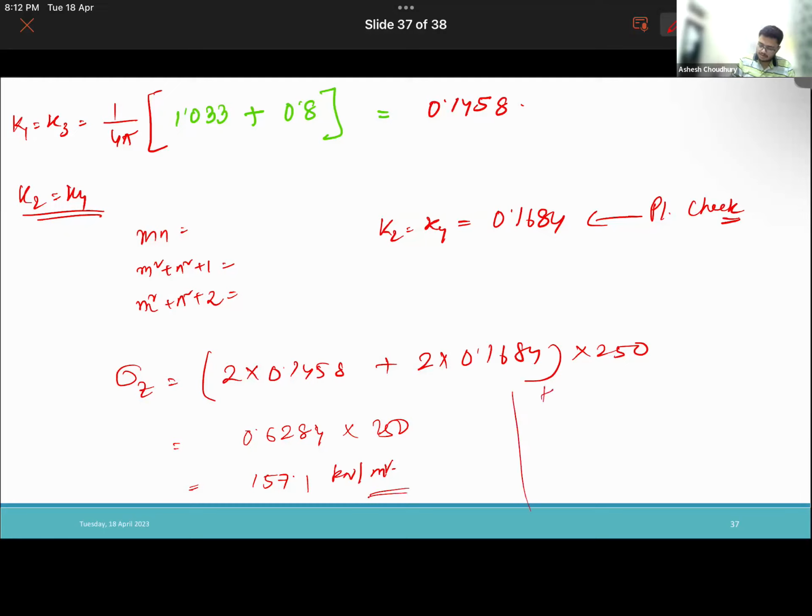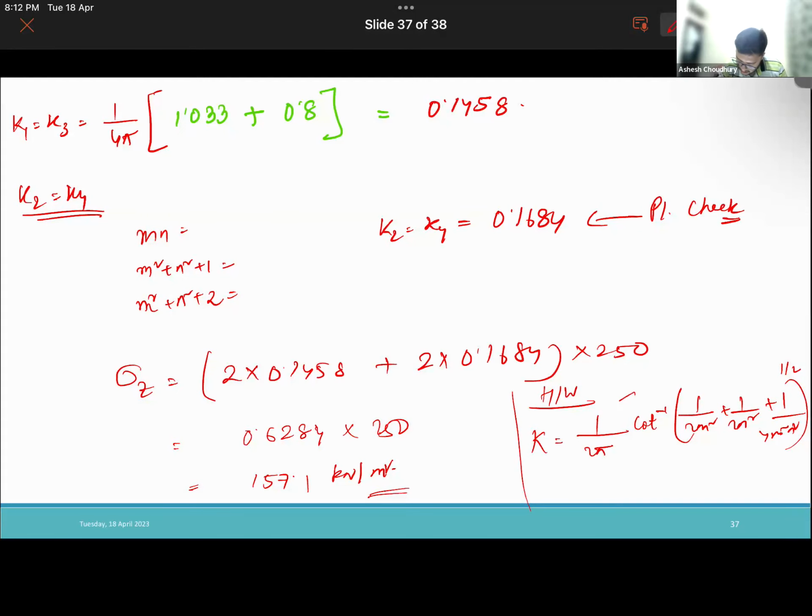Also, what you can do is that you can use Westergaard's formula, where the K is given by 1 by 2 pi tan inverse of 1 by 2 m square plus 1 by 2 square plus 1 by 4 m square to the power 1 by 2. Okay, you can use this relation and also find this, and also compare the results, which is higher and which is lower. Also, please check this result.